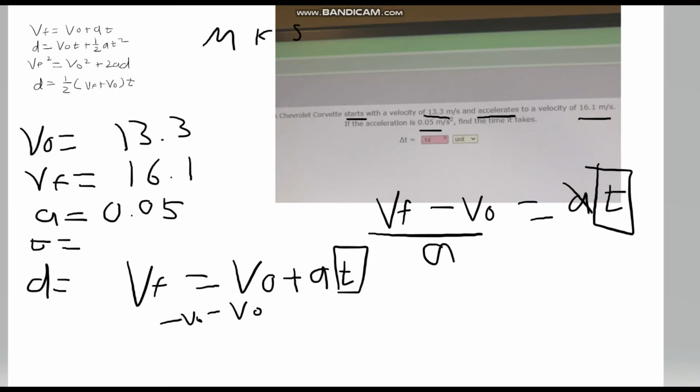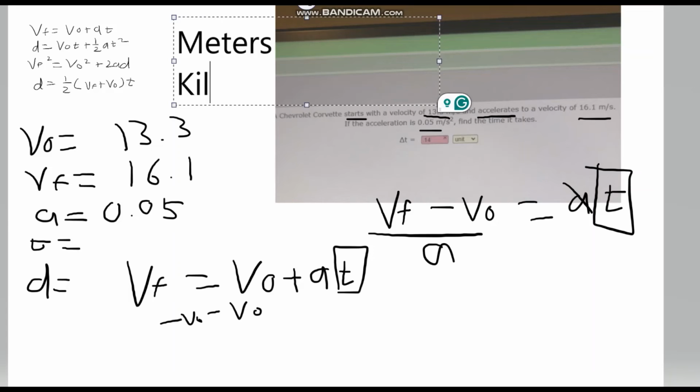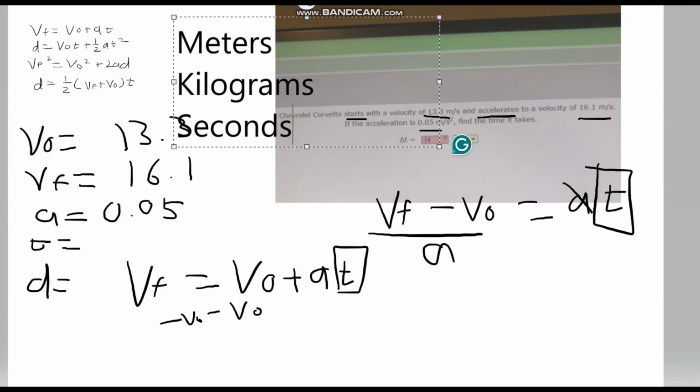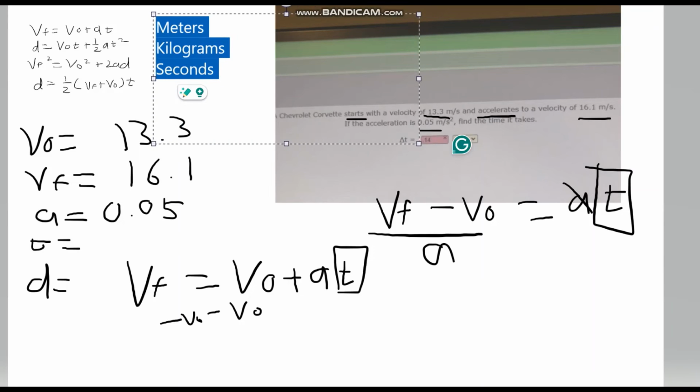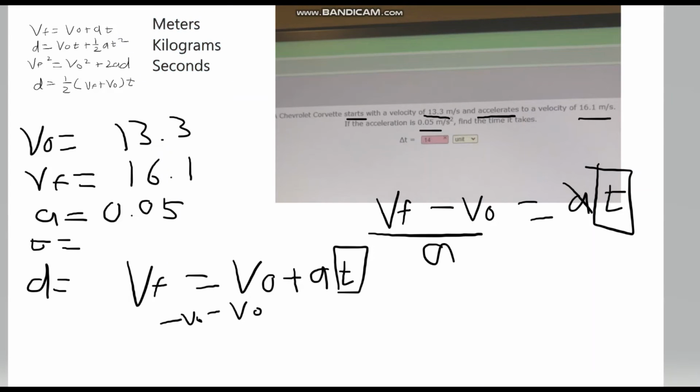MKS, and I'll just write this down: meters, kilograms, seconds. So you can take a screenshot, take notes. You know what I'm saying? So here is how you would solve the first problem.